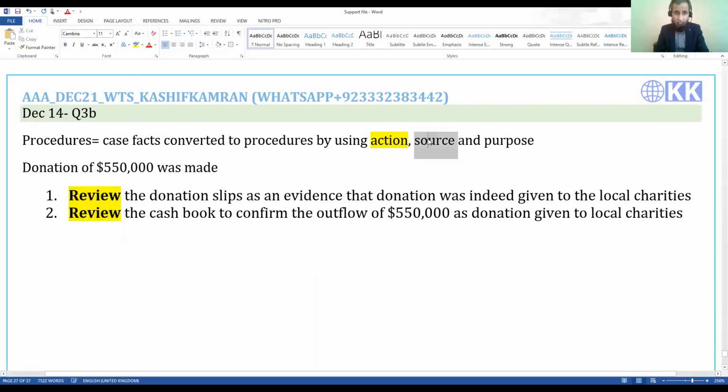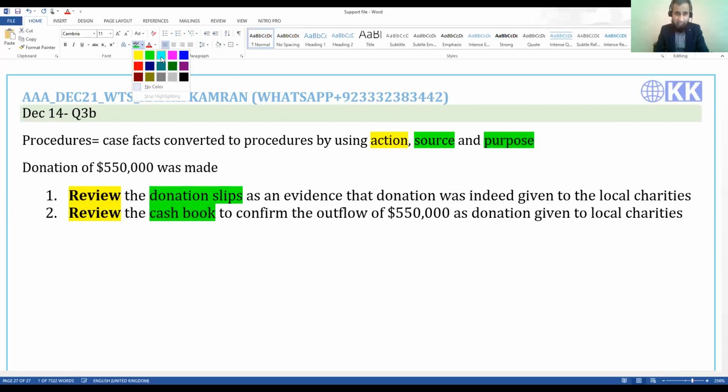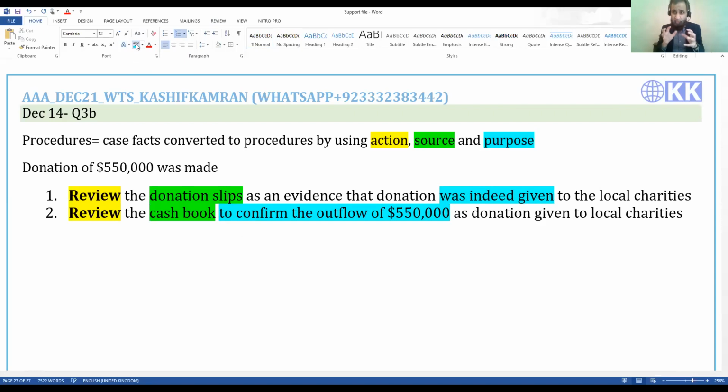right? Then I should have a source. Let's put source in green. I have the donation slips as my source. I have the cash book as my source. Then I should have a purpose in blue. So I have the purpose here. Donation was indeed given is my purpose. And to confirm the outflow was my purpose. So every good procedure moves around facts of the case, action, source, purpose. So you are guaranteed to get 1 mark. I hope you're getting my point here, right, everyone?